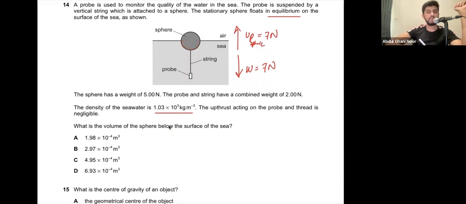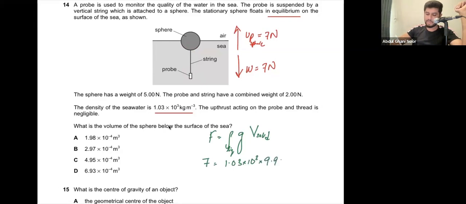For this, we use the equation for Archimedes principle, which is force is equals to rho g v. इसमें याद रहे डेंसिटी हमेशा लिक्विड की होती है और वॉल्यूम आपका सॉलिड का होता है जितना वो फ्लूइड के अंदर है उसका वॉल्यूम होता है, नॉट द एंटायर वॉल्यूम. What is the force? It is the upthrust, which is 7 newtons. What is density? 1.03 into 10 to the power 3. What is the value for g? 9.81.